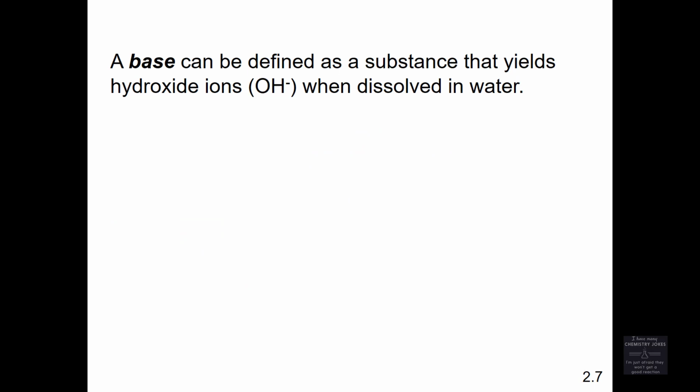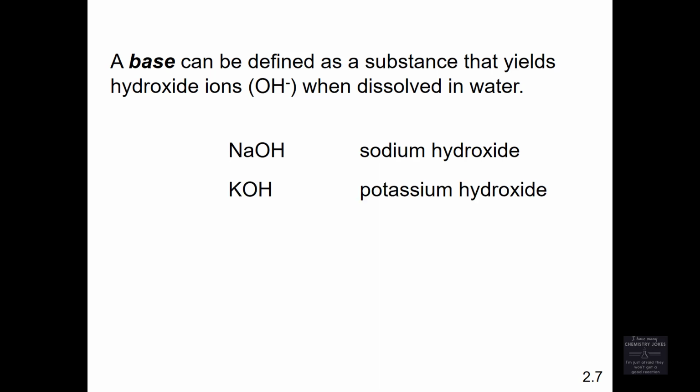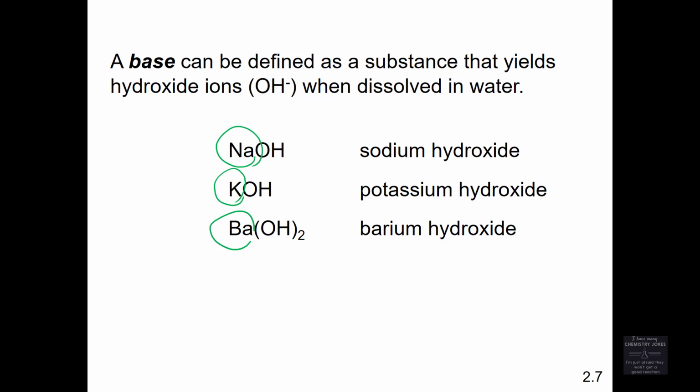Bases are things that yield hydroxide ions when dissolved in water. Some of our favorite bases are sodium hydroxide, potassium hydroxide, and barium hydroxide. Note all of these compounds are ionic because they are metals combined with hydroxide. So you follow the ionic naming rules that we discussed way, way back. I'm done. That's enough for today.